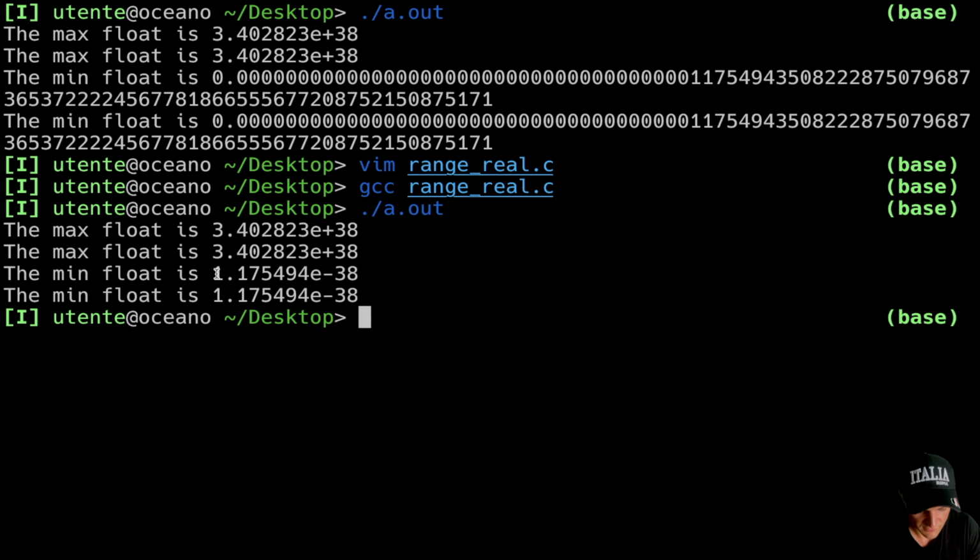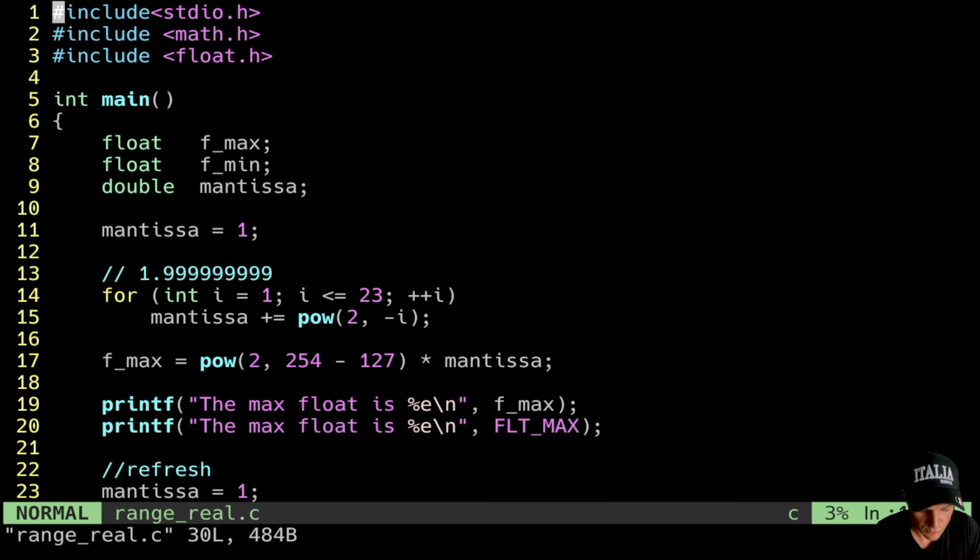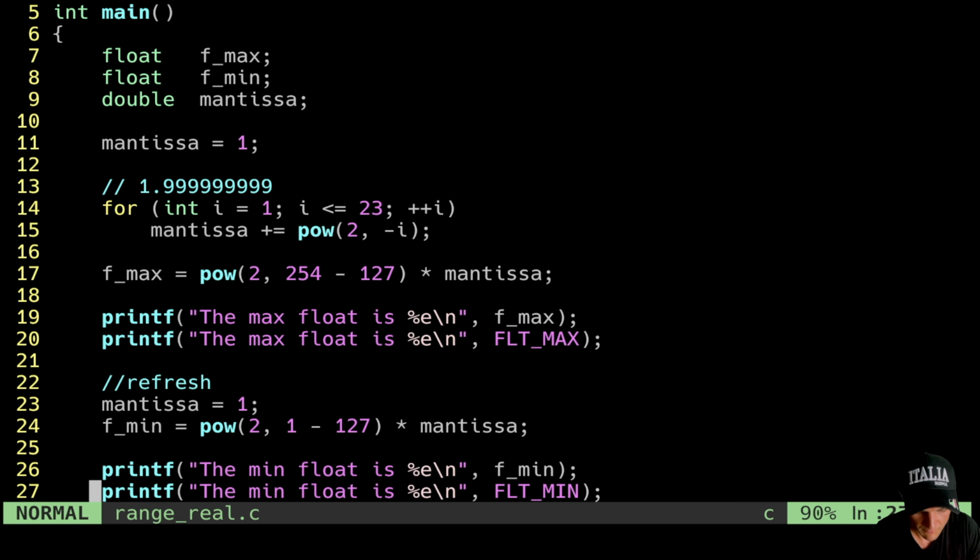Of course, we can watch in scientific notation to understand better, to visually grasp the value much better. That's why we use scientific notation with this kind of numbers, by the way. So as you can see, it's the same. Cool. So we understand how to compute max and min floats.